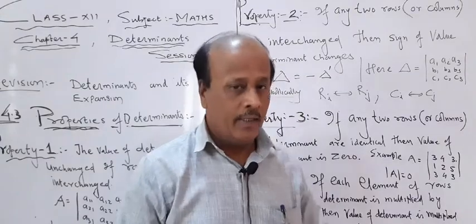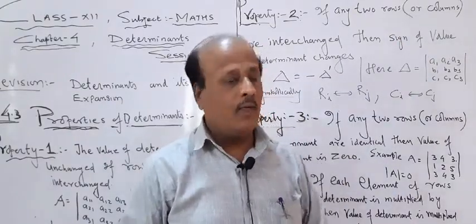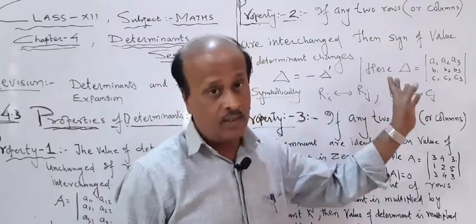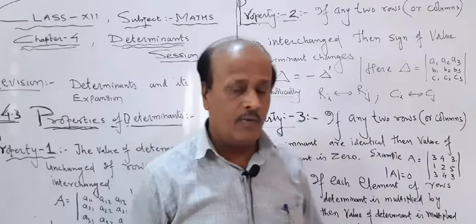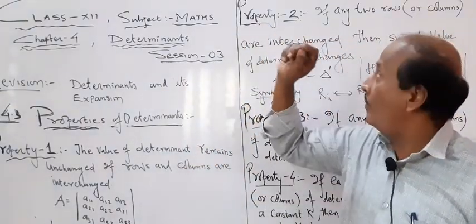Whenever any two rows or any two columns are interchanged, then the sign of the determinant is going to change. A minus sign will come if earlier the value of the determinant was plus. Okay, that is property number 2.